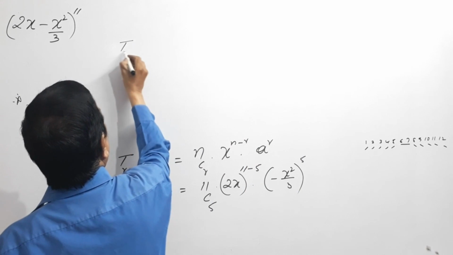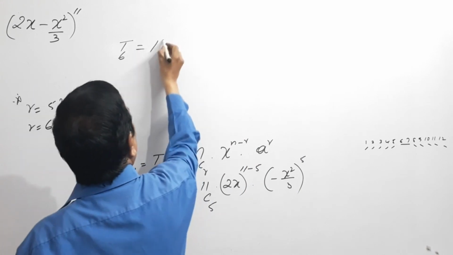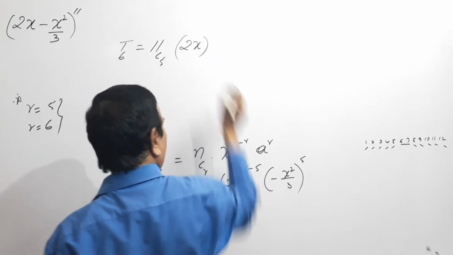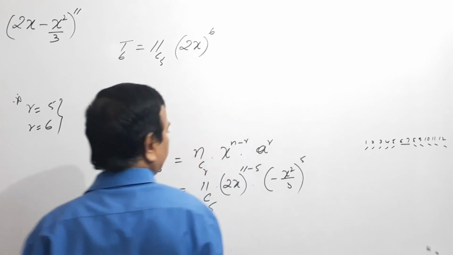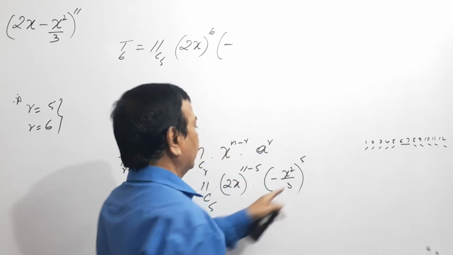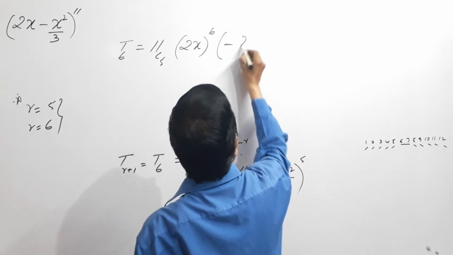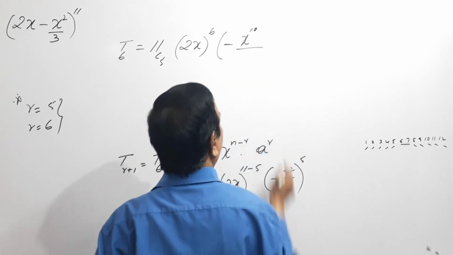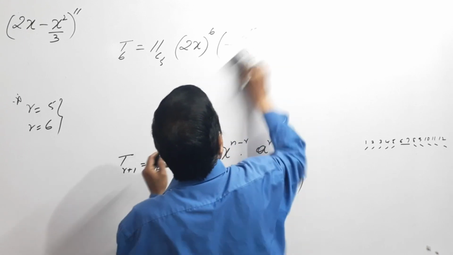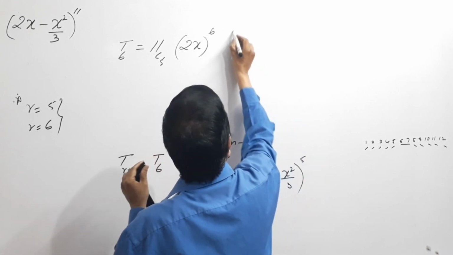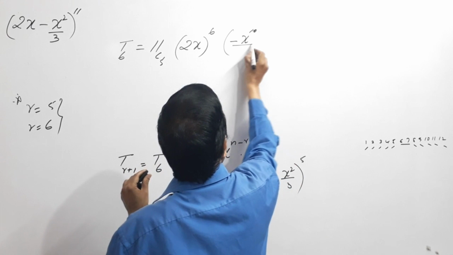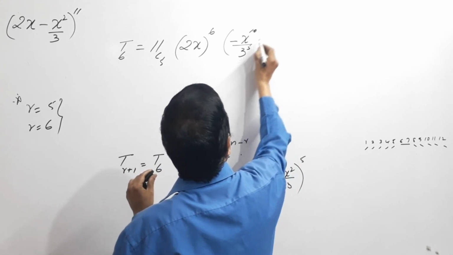So T6 equals 11C5, (2x) to the power of 11 minus 5, which is 6, and this is minus (x squared by 3) to the power of 5, so x to the power of 10 divided by 3 to the power of 5. This is minus x to the power of 10 divided by 3 to the power of 5.